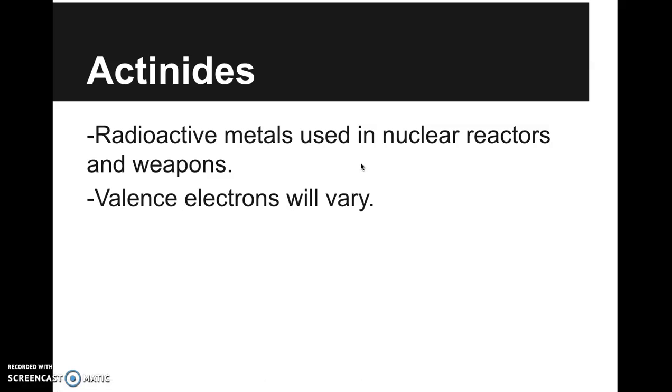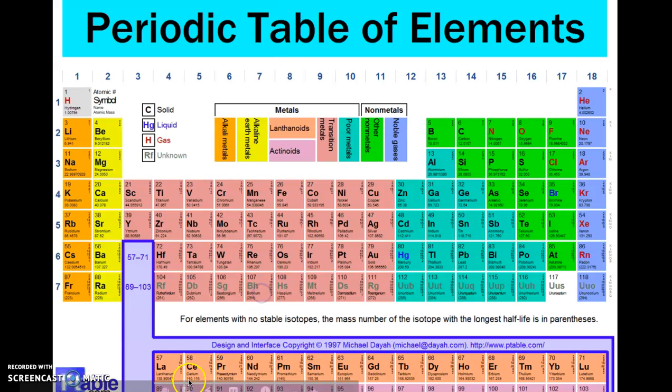Actinides are radioactive. They're used in nuclear reactors and weapons, among other things. You can find actinides in smoke detectors too, so they're not all weapons of mass destruction here. But the valence electrons will vary, and your actinides are down here in the pink. Again, they start at number 89 and go to 103.